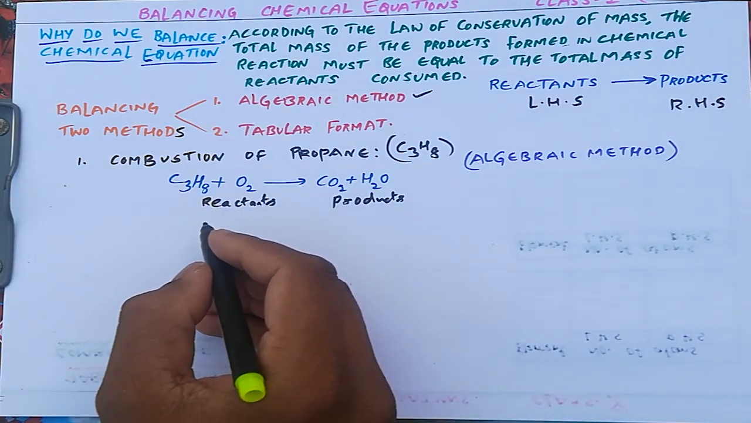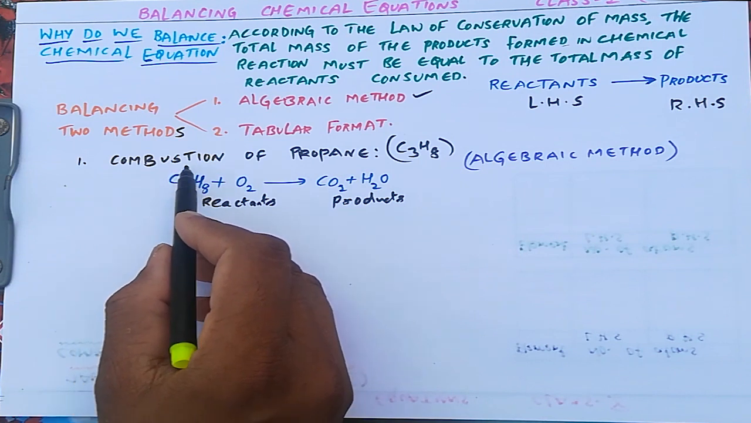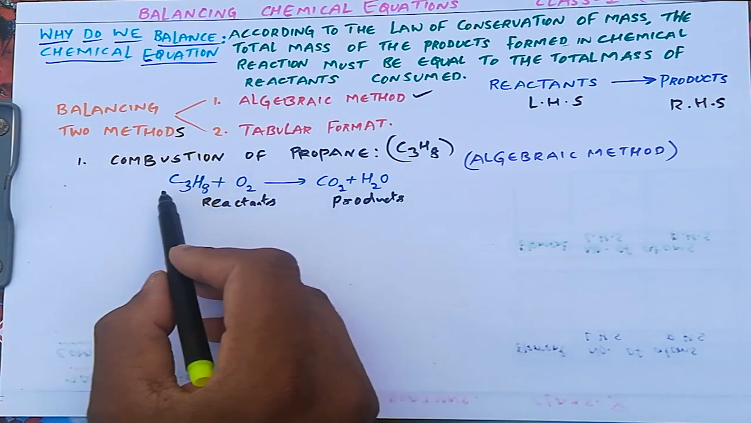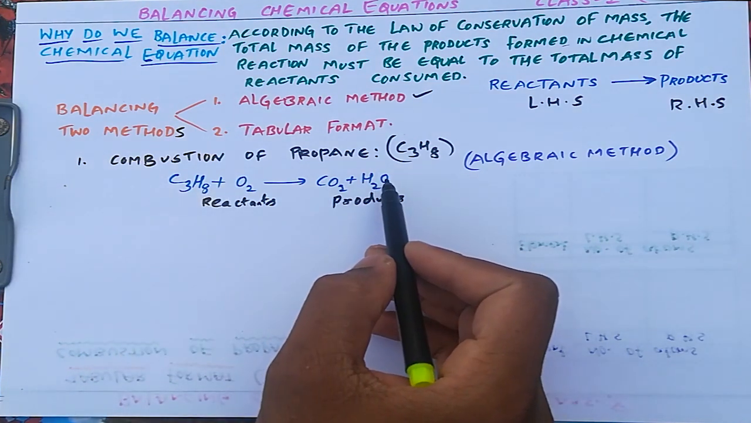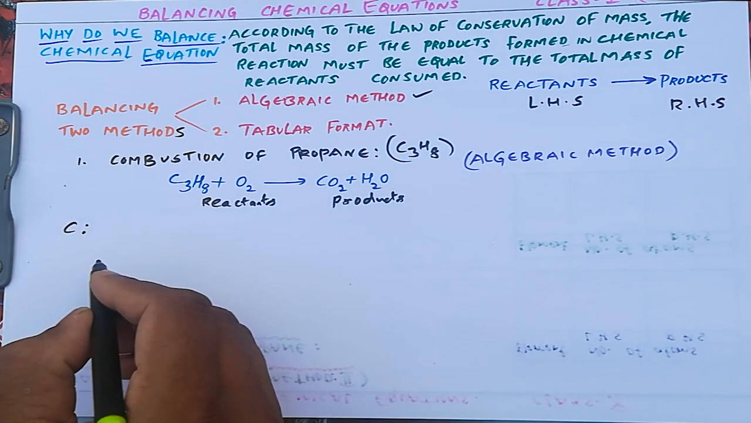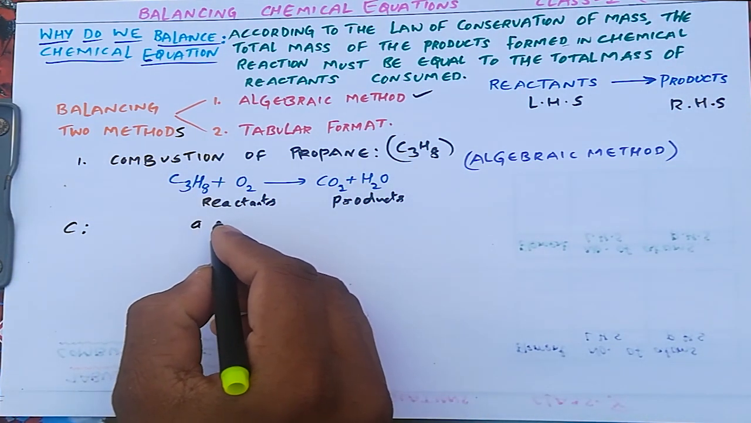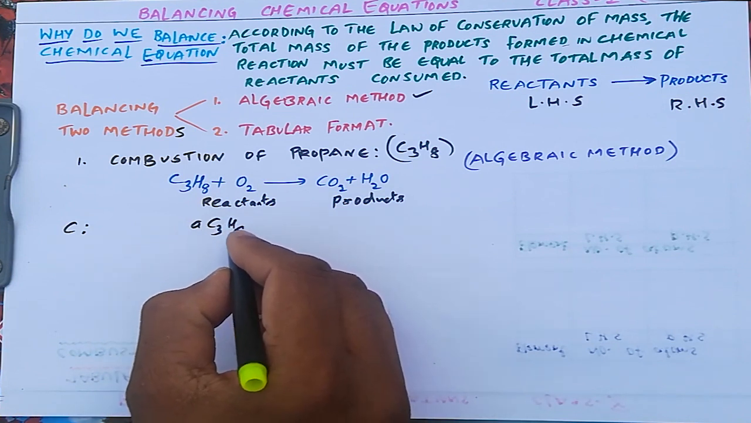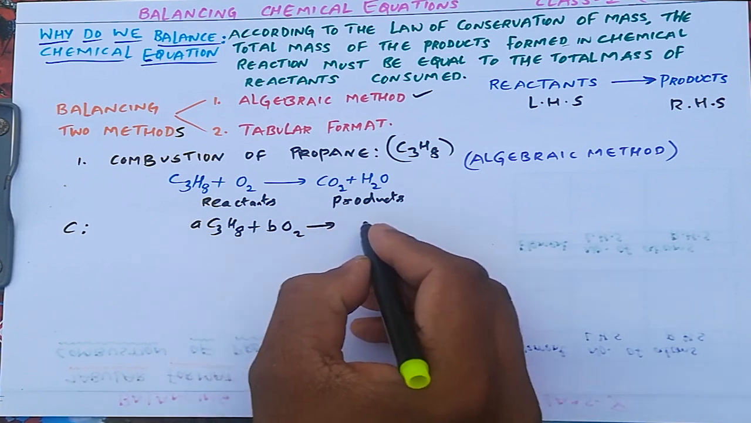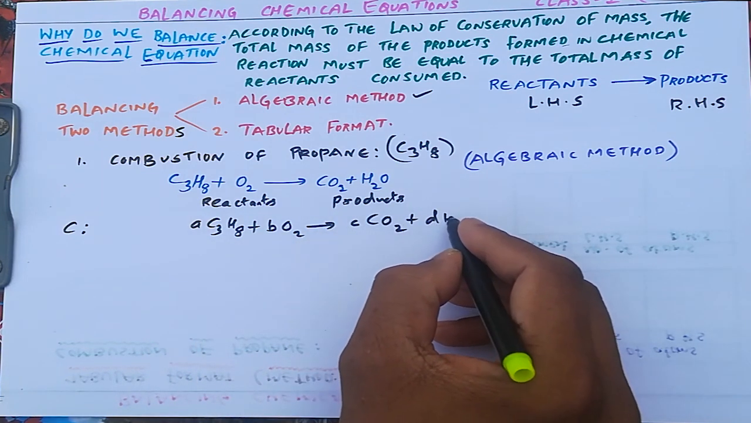So what are the elements we have? In this reaction, C stands for carbon, H for hydrogen and O for oxygen. Whatever we have in the reactants, the same we will have on the product side. I am going with carbon first. I will write the equation as A C3H8 plus B O2 gives rise to C CO2 plus D H2O.